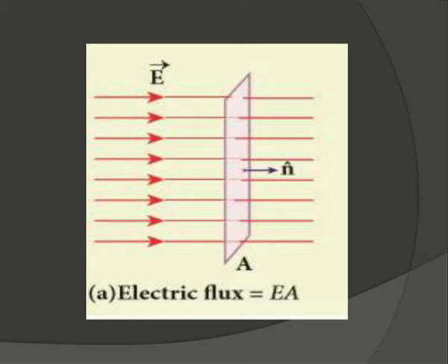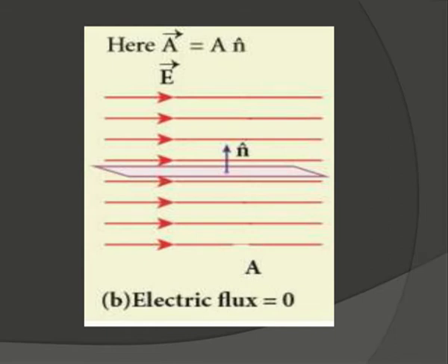Suppose the same area A is kept parallel to the uniform electric field. See, the plane is parallel to the electric field. So the angle made between the electric field and the area vector is 90 degrees. Cos 90 is 0. So E into A cos theta is E into A cos 90, so it will be 0. Then no electric field lines pass through the area A. The electric flux for this case is 0.